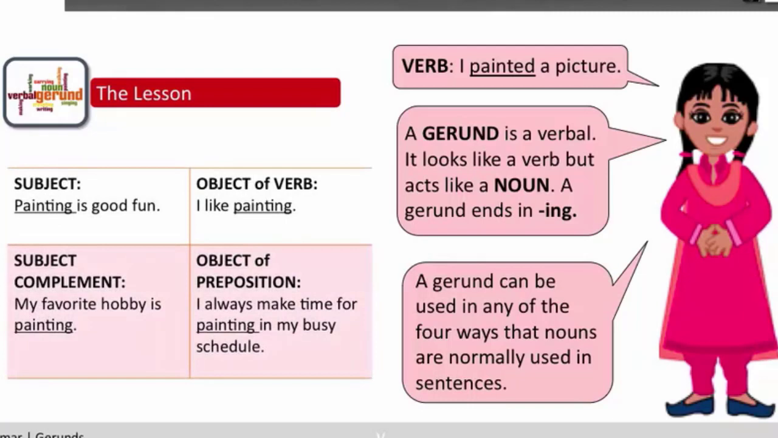As the subject of a sentence, painting is good fun. As the object of a verb, I like painting. As a subject complement, my favorite hobby is painting. And as the object of a preposition, I always make time for painting in my busy schedule.